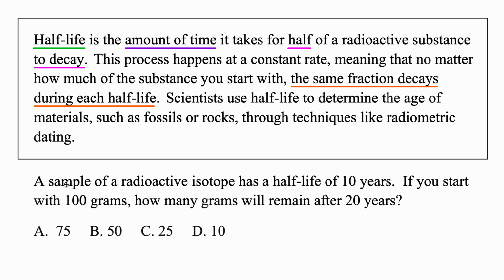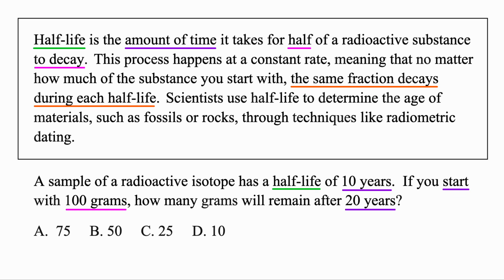The question: a sample of radioactive isotope has a half-life of 10 years. And if something has a half-life of 10 years, that means that half of it is going to decay or disappear 10 years later. Therefore, if you start with 100 grams, how many grams will remain after 20 years? So we're starting with 100 grams. We want to know how much after 20 years.